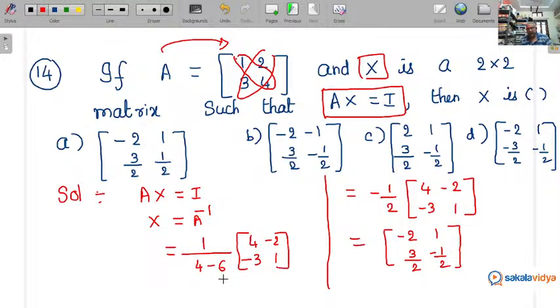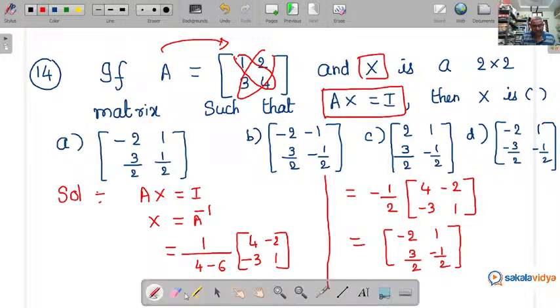So, which is the right option? Let us check it now. This is -2 and 1, 3/2 and -1/2. So, B is the right option.